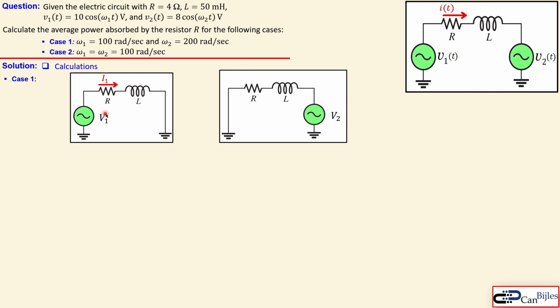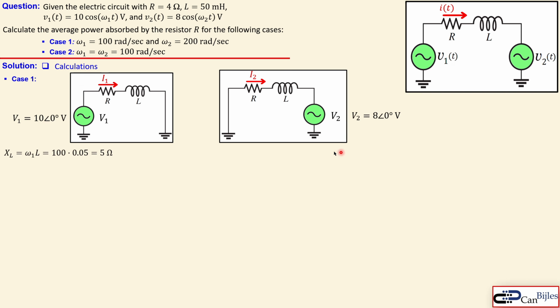This current I1 is because of this V1 only, and this current I2 is because of this V2 only. So V1 is given in the polar representation as 10 with the phase of 0 degrees, in volts of course. And V2 is 8 with the phase of 0 degrees again, in volts. That's from these expressions. But we need to remember that these two have different frequencies.